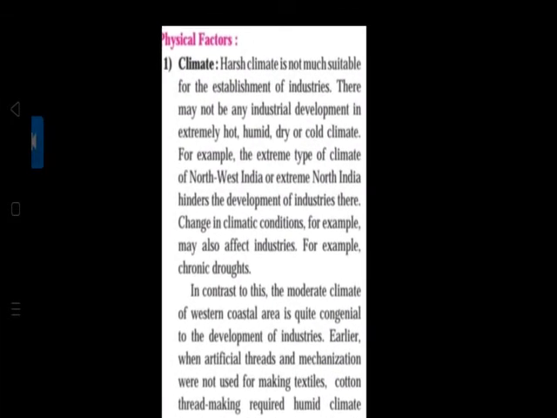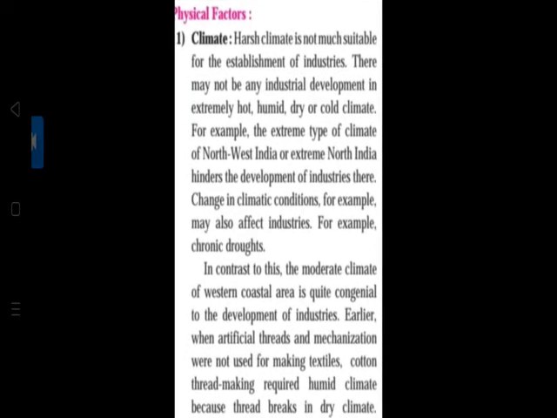The first one is climate. Now these are the physical factors, the actual on-ground factors. Climate. Harsh climate is not much suitable for establishment of industry. Now when an industry or a factory or a plant is located in a certain area where the climate is not helpful or conducive, it's very difficult to carry on the processes.